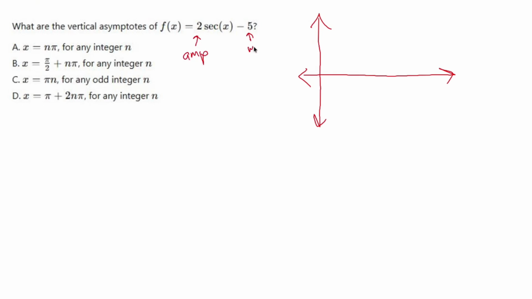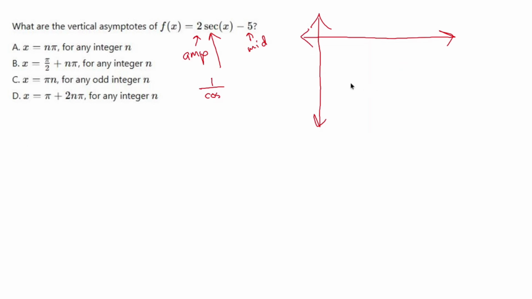We have a midline of -5, and most importantly, secant is 1 over cosine. All right, so what I like to do is let's label that information. Amplitude is 2, midline is -5. So let's actually move this guy way up here because I really don't need it. Okay, so magic happens at -5. So if you're at -5, if my amplitude is 2, that means it's going to deal with -3 because that's 2 above, and -7 because that's 2 below.